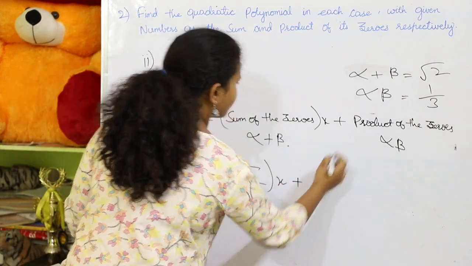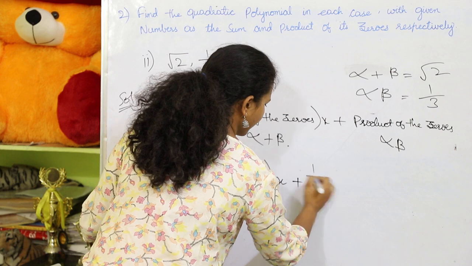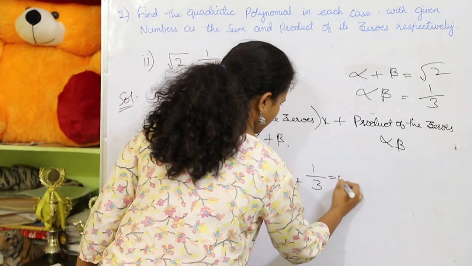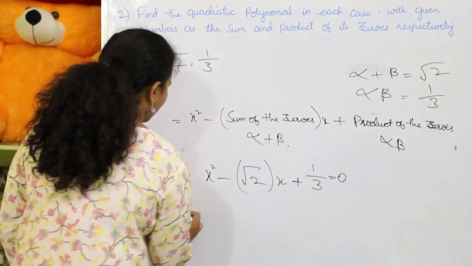Okay, plus, the product of the zeros formula is what? 1 by 3. Yeah, 1 by 3. Now clear? Equate the whole equation to 0. Now then you go for the next one.